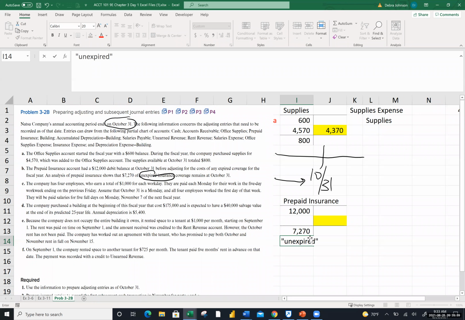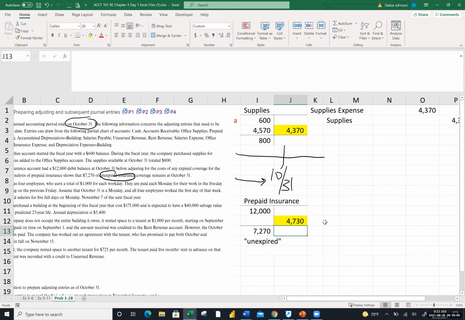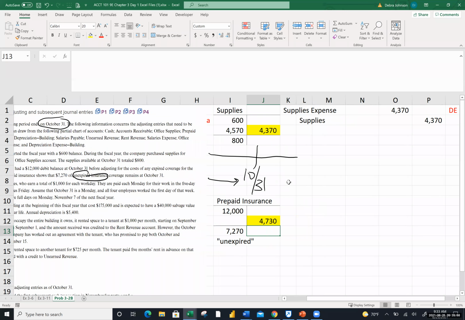He'll go back and forth. He'll do another question on a test where he'll just tell you how much is expired. But this time he tells us how much is still unexpired, how much has value to it. So I'm going to take the difference between those two. I got 4730. So the adjustment for that one would be to insurance expense and prepaid insurance, 4730.